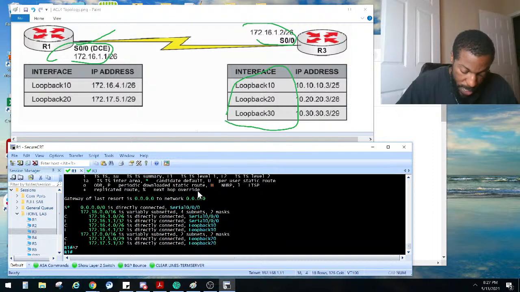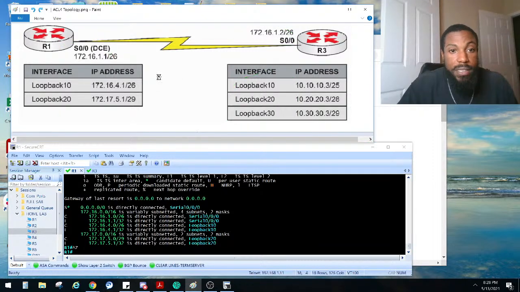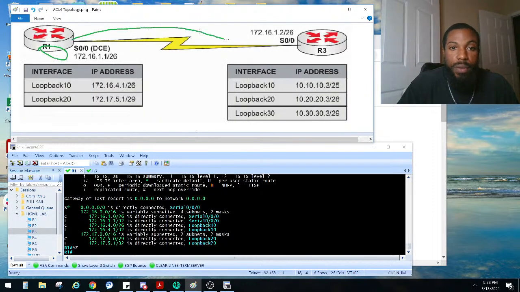Task 4. I guess we're more than halfway through this, 4 out of 7, right? To test connectivity, ping router 1 from router 3. So we're going to have router 1, this guy right here, and router 3. Oh, ping router 1. So the other way around.